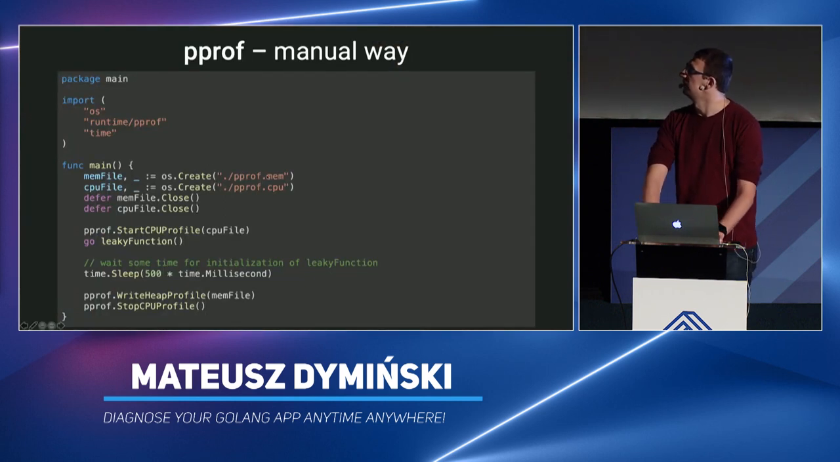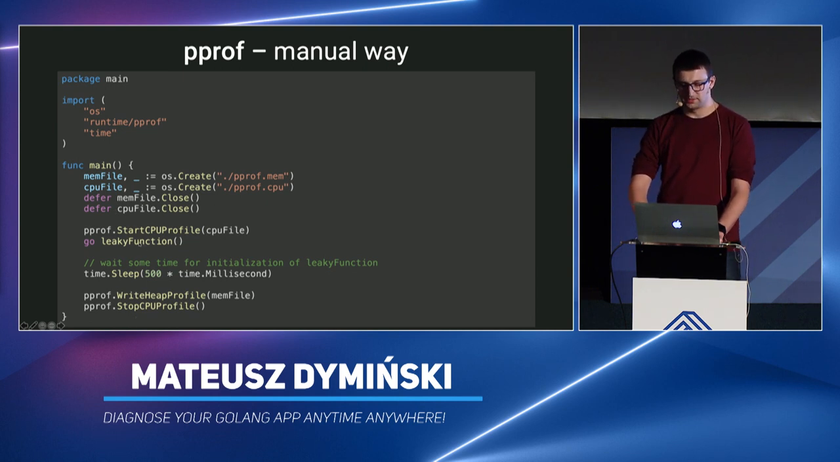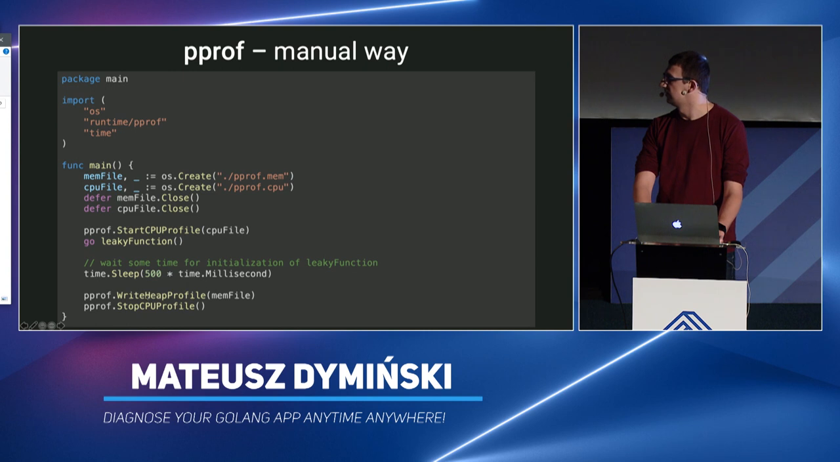So like pprof mem, pprof CPU, of course close them at the very end. Defer does just call these functions when this function is going to be closed. Okay, so defer will just remove the CPU file at the very end of this function. And then we can start CPU profiling. For example, run some leaky functions, wait some time just to collect the data, and write heap profile and start CPU profile. Okay, that's it. That's how we can do that in the manual way.